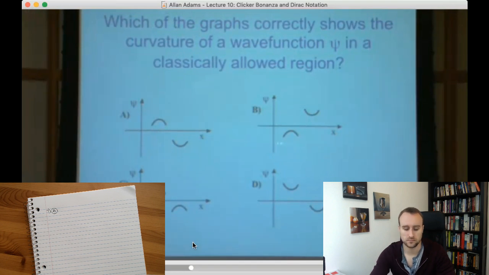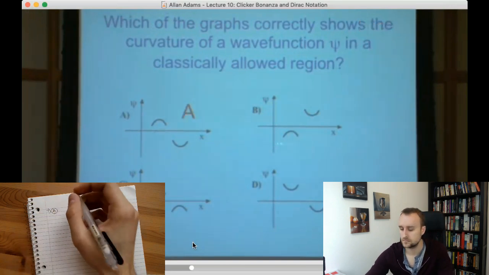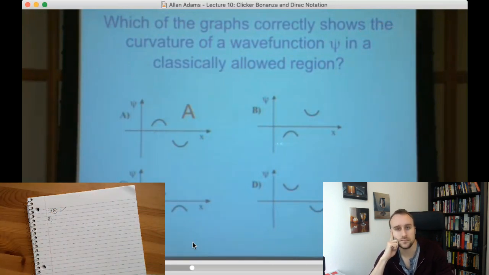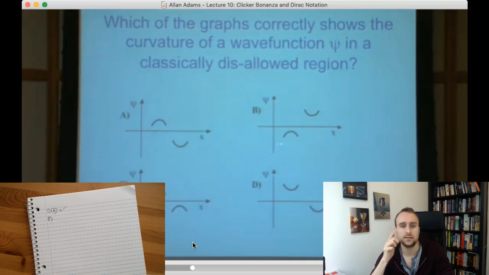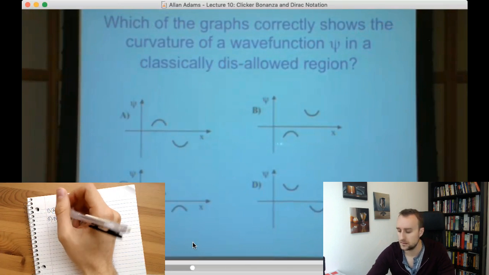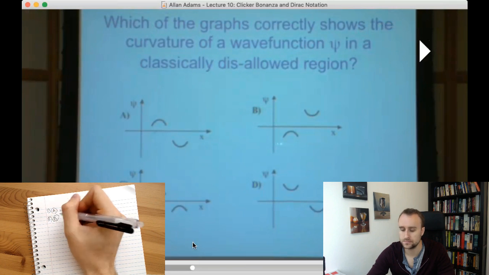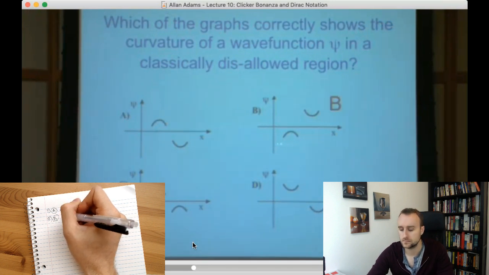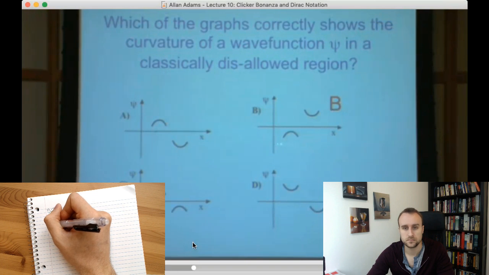Okay, 5 seconds left. All right, fantastic. The answer is A, because the curvature has to be towards the axis. In the classically allowed region, the wave function is sinusoidal. It's oscillatory. And the partner of that question is, what about the classically disallowed region? Classically disallowed region is B. It has to be growing or shrinking exponentials. Okay, 5 seconds. Okay, awesome. And basically, everyone got this.